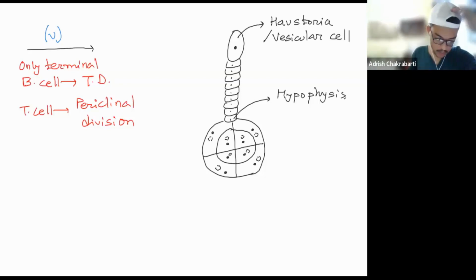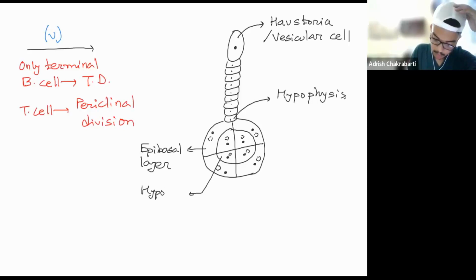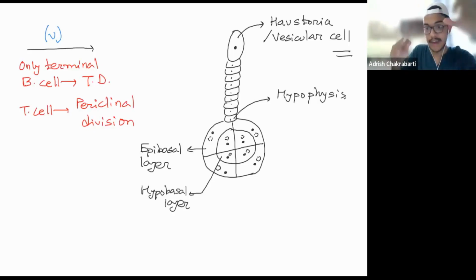Okay, let me just mention this over here. So I was thinking where I would mention this. This is the epibasal layer, and the inner one, obviously, I think you can guess it already, is the hypobasal layer. So we have the topmost cell. I have drawn it a little bit bigger. This is the haustoria, the vesicular cell. Which are the hypophysis, the connector between this suspensor and the 16-cell globular embryo. I'm writing it. Okay. We have the epibasal layer and the hypobasal layer.